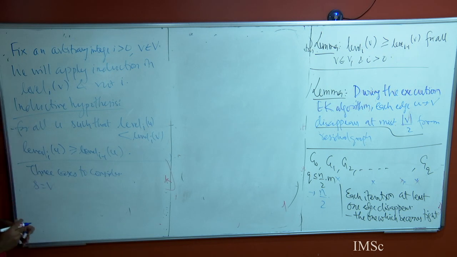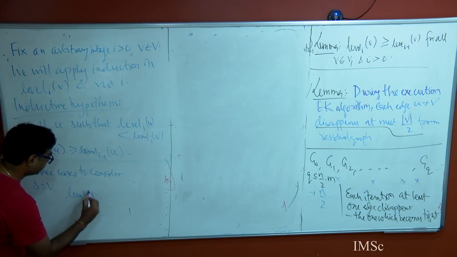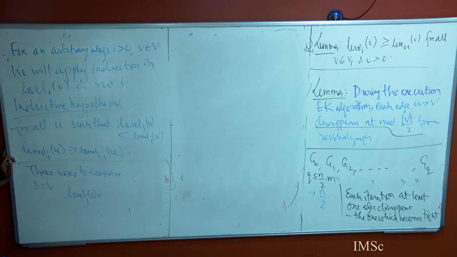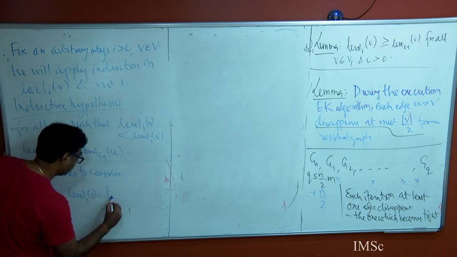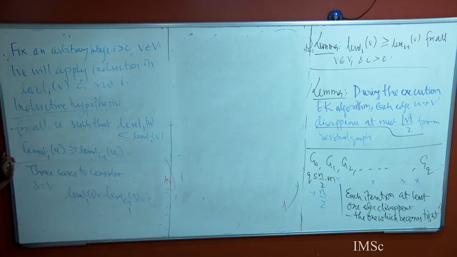Case one: s is equal to v. Then this is immediate, right? What is level_i of s? It is the same as level_{i-1} of s. What is that? It is 0. In any graph, this is the first vertex of the BFS, so this is 0.